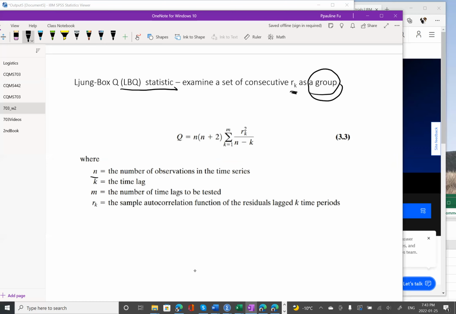N represents the sample size in this formula. K is the time lag. M is the number of time lags to be tested. For example, when K equals 10, maybe we'll go through a specific example later. Now I just explain the formula. And r_k is the sample autocorrelation function of the residuals lagged K time periods. So this examines a set of consecutive r_k as a group.